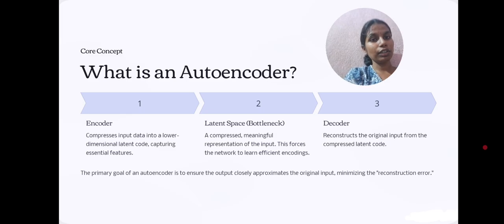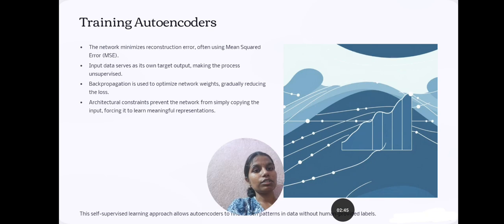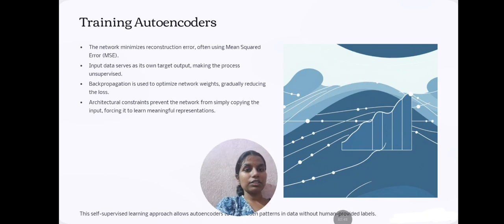The primary goal of an autoencoder is to ensure the output closely approximates the original input, minimizing the reconstruction error. In training autoencoders, the network minimizes reconstruction error, often using mean square error, which is also known as MSE. Input data serves as its own target output, making the process unsupervised. Backpropagation is used to optimize network weights, gradually reducing the loss. Architectural constraints prevent the network from simply copying the input, forcing it to learn meaningful representations.